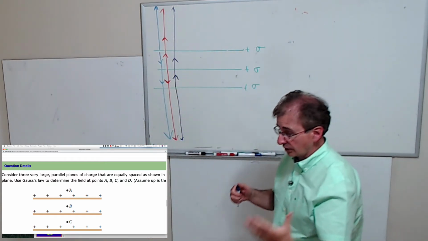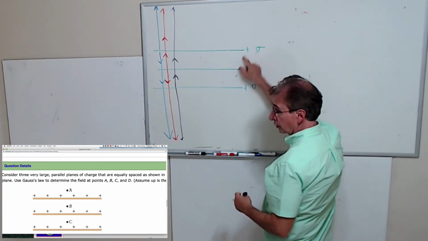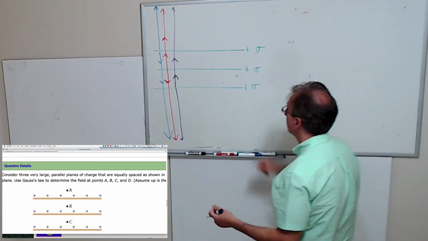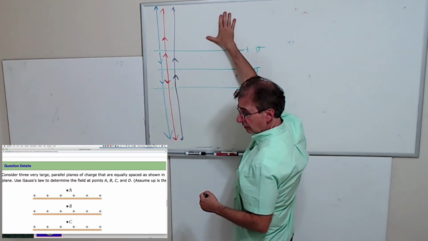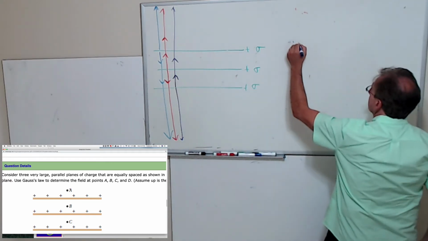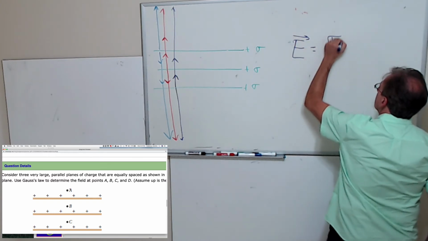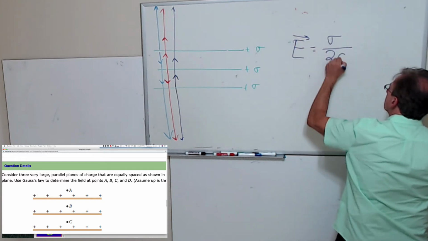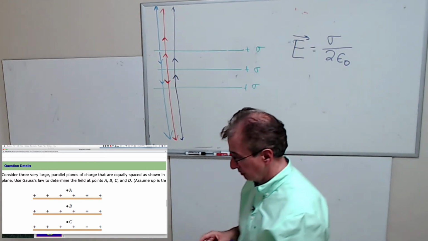Each one produces an electric field, and in fact, each one produces the same electric field. So what happens at the top, you get the sum of the three electric fields adding up. We did this in class: E for a plane is given by sigma over 2 epsilon naught, for each one.